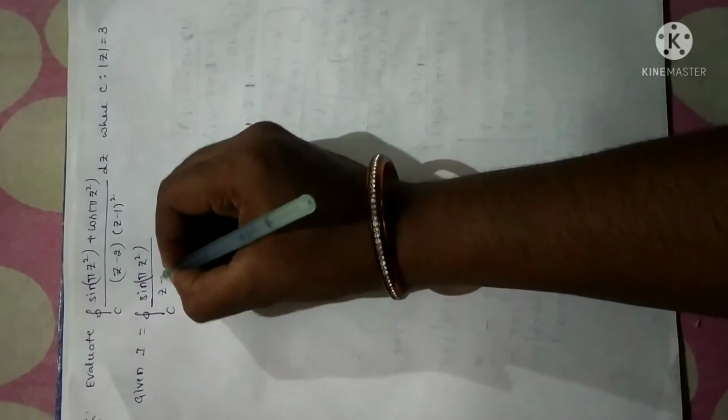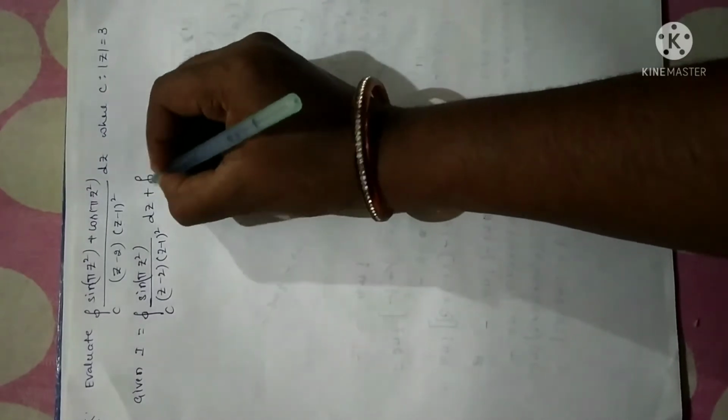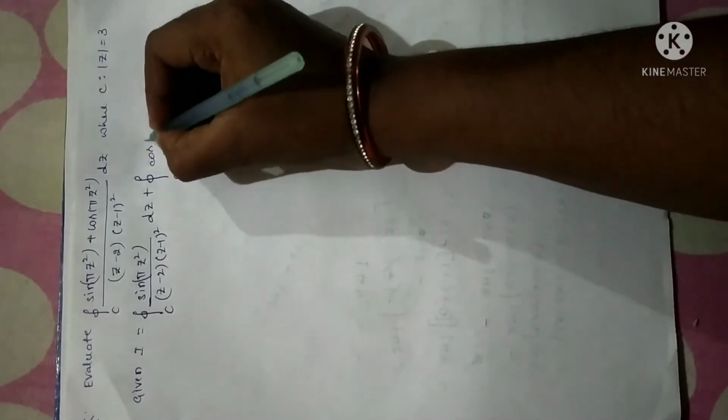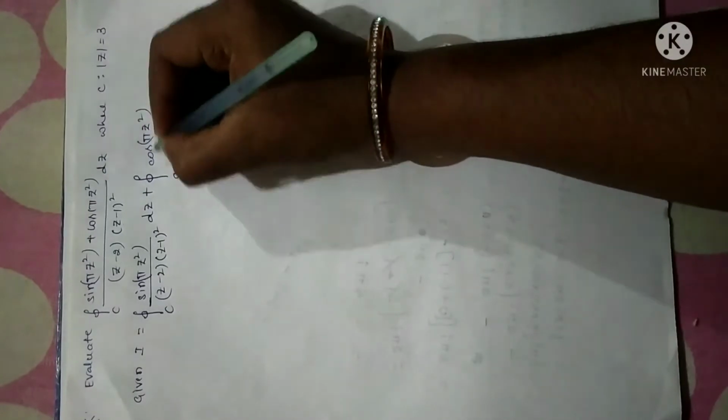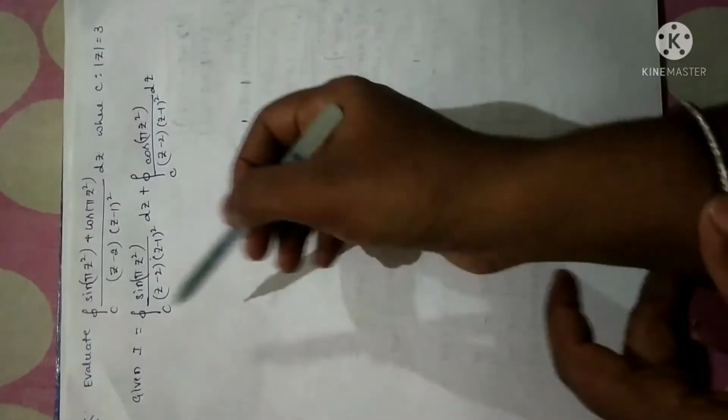Remember, divided by (z − 2)(z − 1)² dz, plus the integral over C of cos πz² divided by (z − 2)(z − 1)² dz. Fine. Why? Because when you add these two, you will get back the given problem only. So I can rewrite the given problem as the sum of the two integrals. Fine. So let me take this as equation 1.